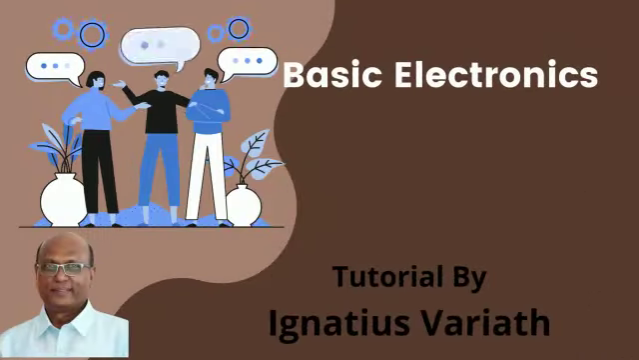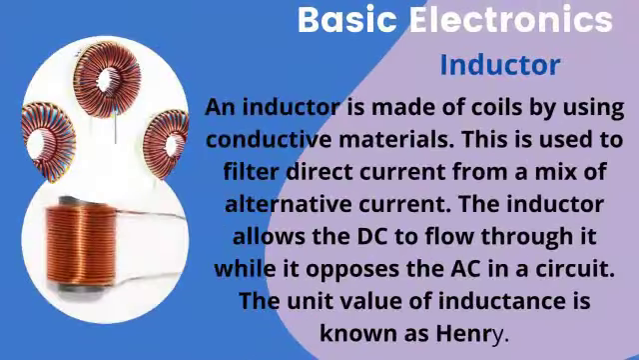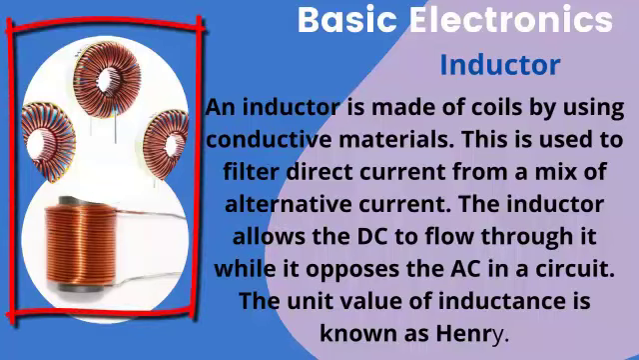Basic Electronics. Continued from last part. Inductor. An inductor is made of coils, by using conductive materials. This is used to filter direct current, DC, from a mixture of alternating and direct current. The inductor allows the DC to flow through, while it opposes the AC in the circuit. The unit value of inductance is known as Henry.